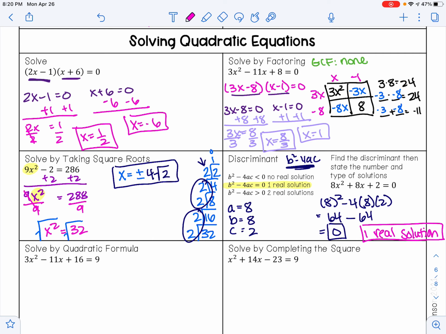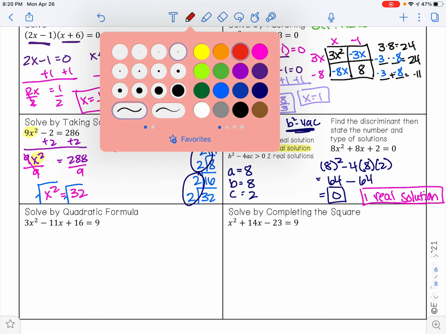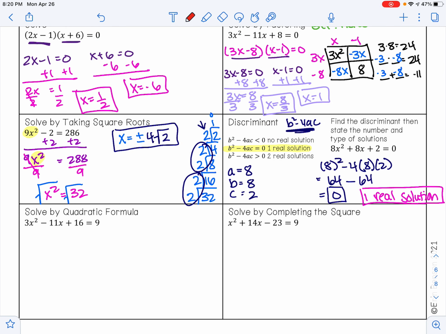We also learned how to solve by using the quadratic formula. To use the quadratic formula, the equation must equal 0. So my first step is going to be to subtract 9 on both sides. So I'll have 3x squared minus 11x plus 7 is equal to 0.